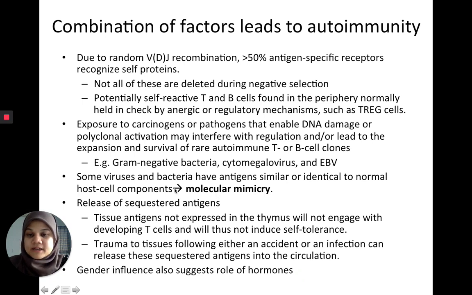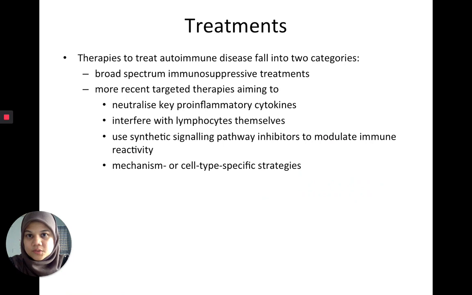Or when you get infected with certain viruses that actually have antigens similar to the host antigens, which is what we call molecular mimicry, this will later confuse your immune cells. So even when they're gone, the immune cells will think it's the antigens from the virus and then start attacking those host cells. Then, of course, as we mentioned earlier, the release of sequestered antigens. But we also know that there's a gender influence, so maybe there are some hormones associated as well.